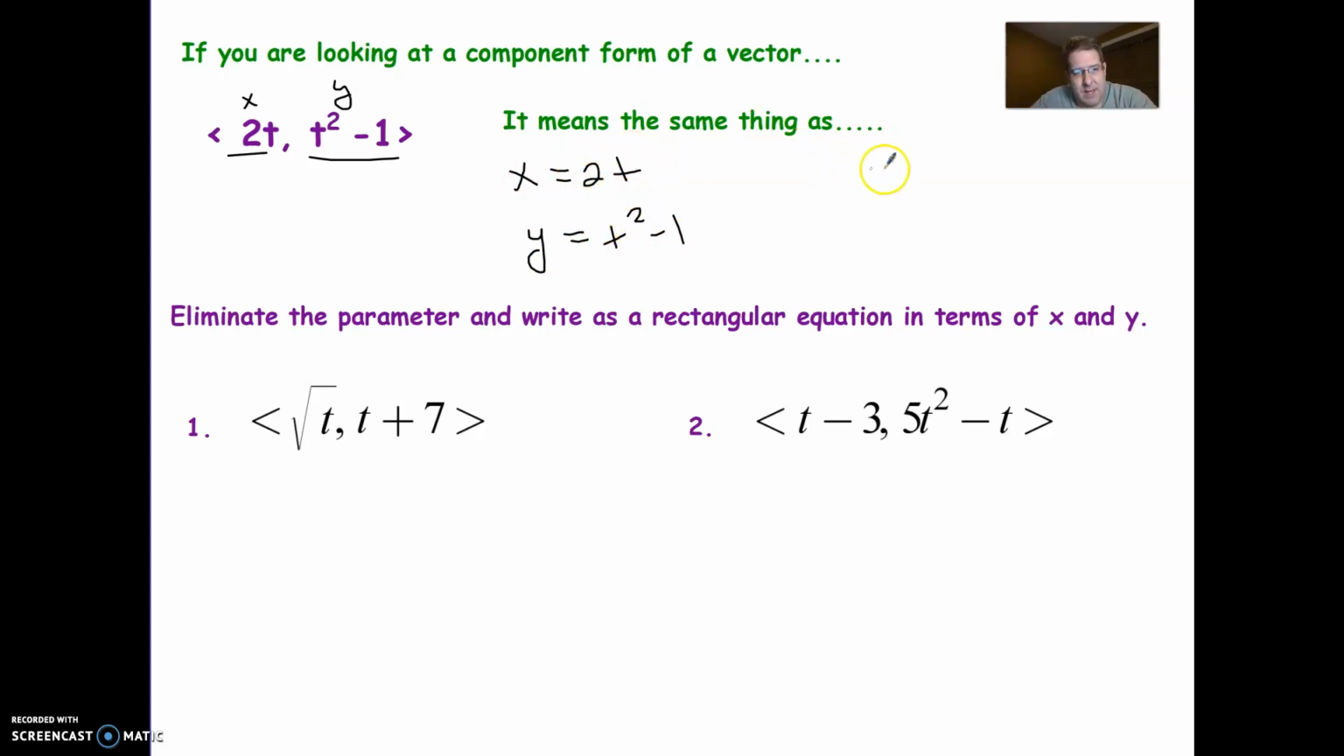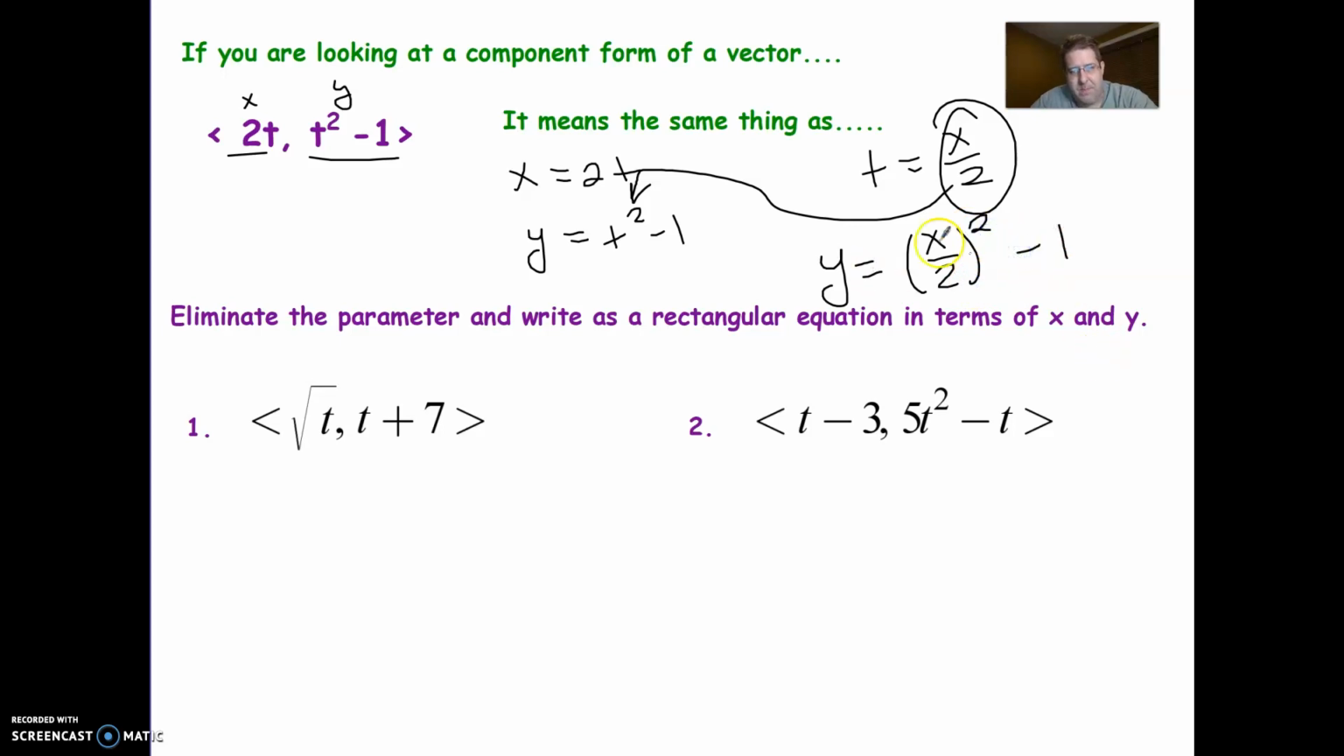If I was going to solve for t, that would be t equals x divided by 2, because I'm dividing both sides by 2. And then I'm going to take this, plug it in right there, so that y equals x over 2 squared minus 1. All right, so then this can change into y equals x squared over 4 minus 1. And then I will multiply everything by 4, and that's going to give me 4y equals x squared minus 4. And there you go. Rectangular form.